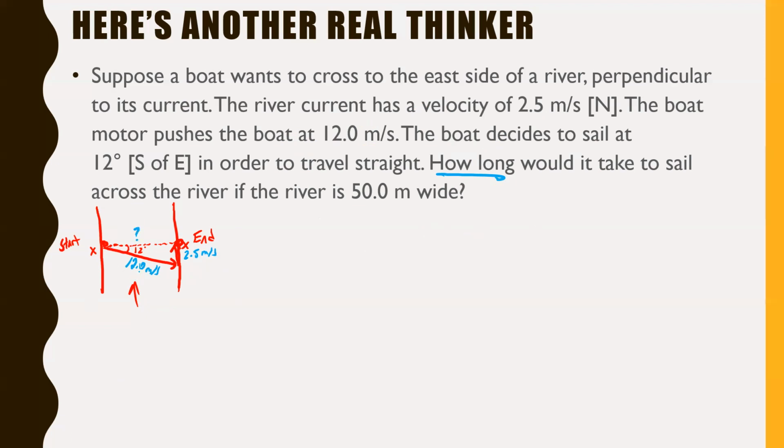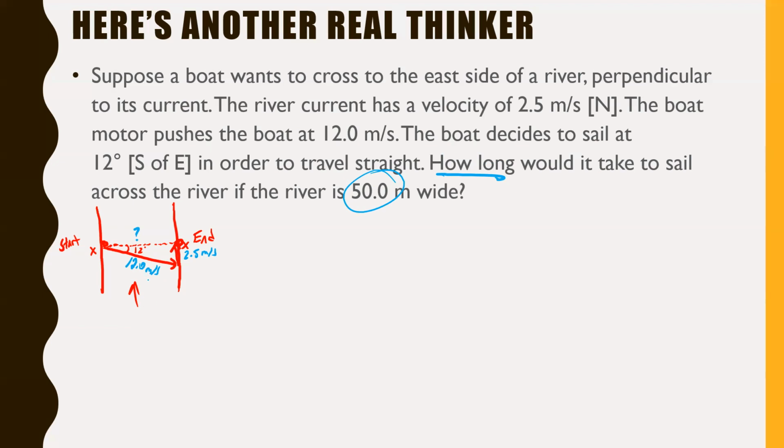It's going to be probably a little less than 12 meters per second because they're boating into the stream, against it. So it's going to slow them down a bit. But if we can find how fast they're actually going directly across the stream, we're going to be fine, because then we'll have a velocity, we have a distance to cover, and then we can find a time. Anyway, I'll stop rambling. I'll show you how to do this.